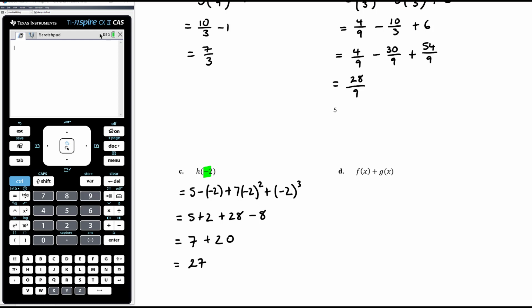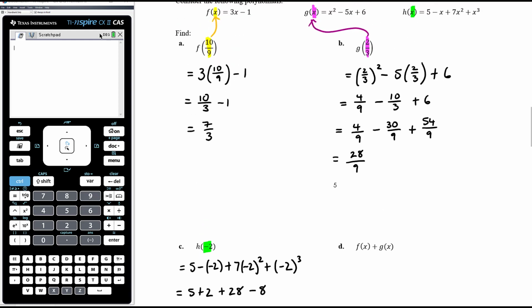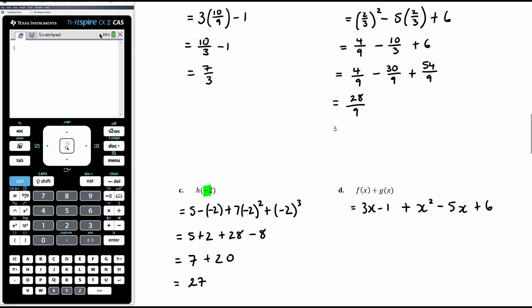F of x plus g of x. Okay, so f of x is 3x minus 1, and g of x is x squared minus 5x plus 6. So that's f there, that's g there, and we're adding them together, so we can just collect some like terms. X squared, we've got 3x minus 5x, that's minus 2x, negative 1 plus 6 is plus 5.